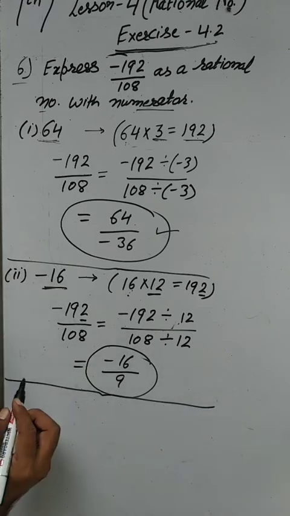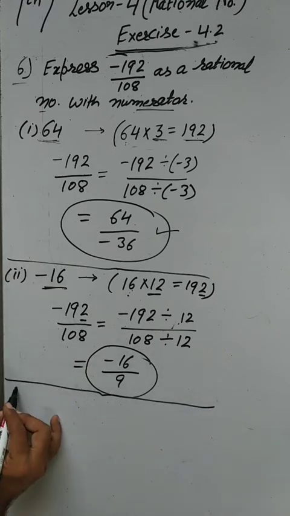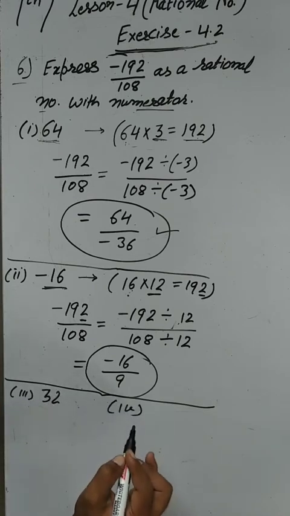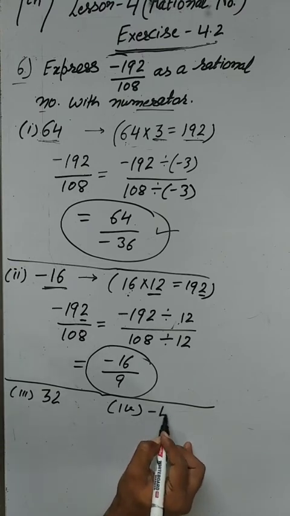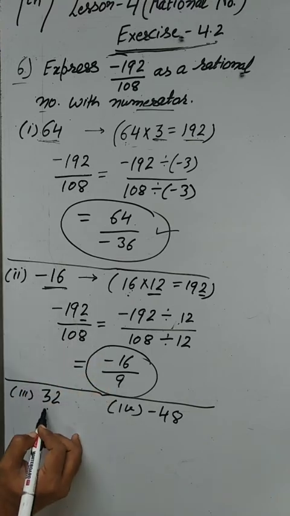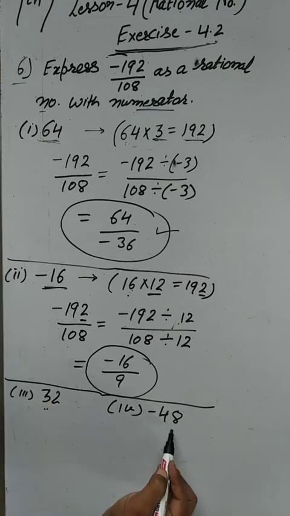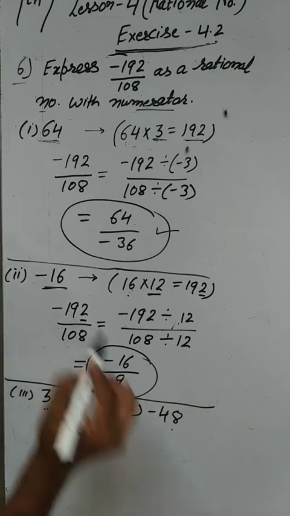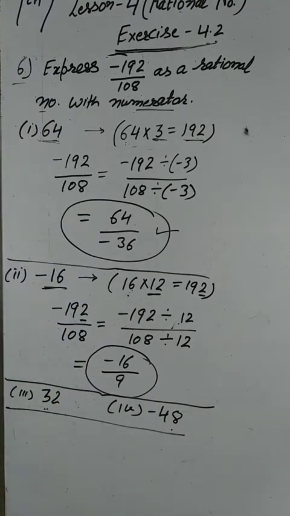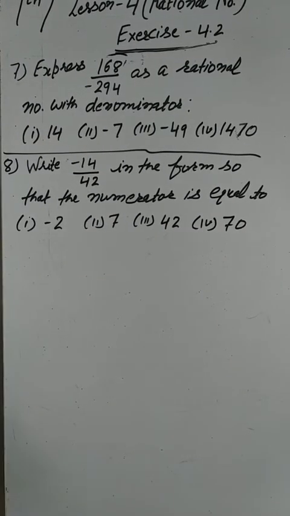Now two parts of that question are pending. You have to try these two parts by yourself. Third part is 32, and fourth part is, beta, minus 48. Here you have to change the numerator, that is 192, into 32, and here you have to change the numerator into minus 48. Proceed like the first and second part and solve these two pending parts. Understood, beta? Yes, beta. Question 7th and 8th are the same as question 6th.